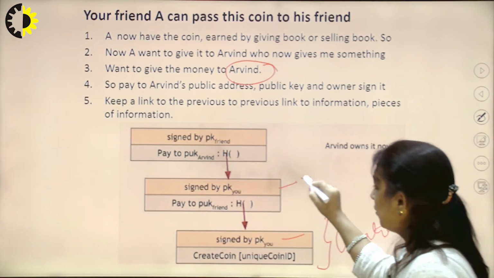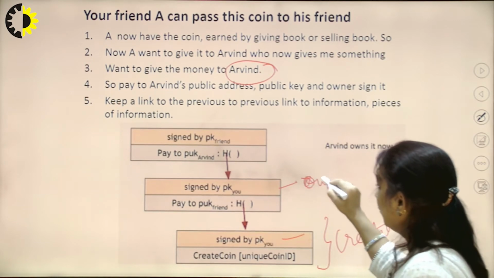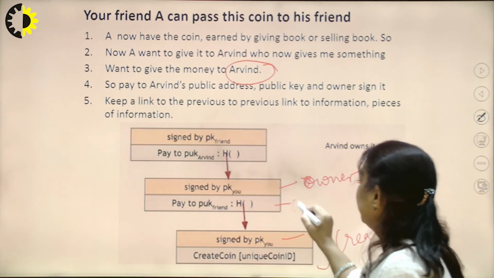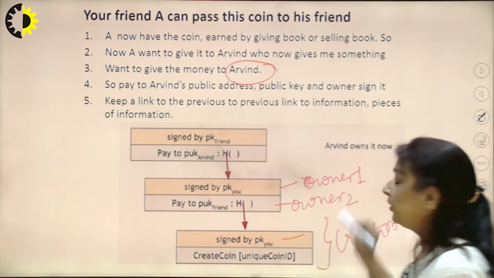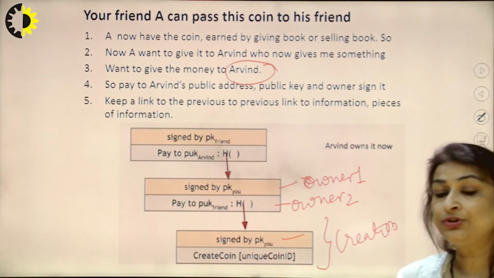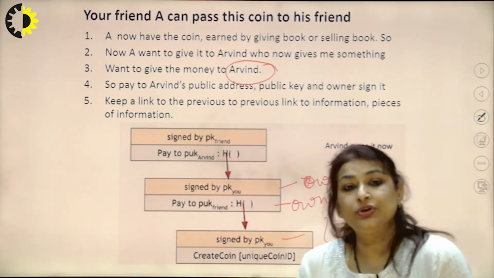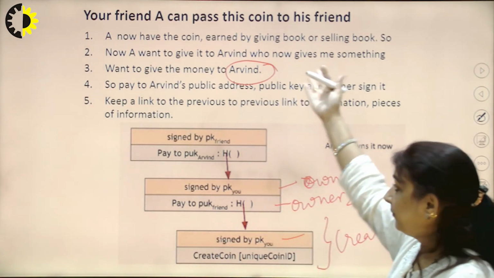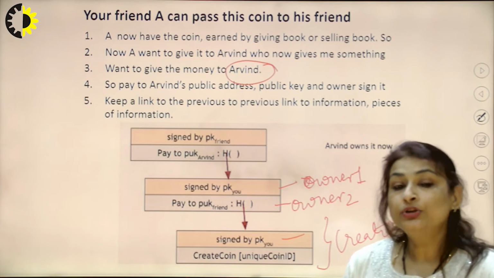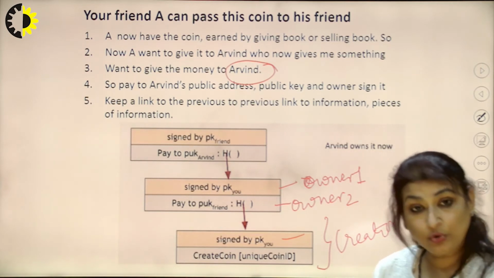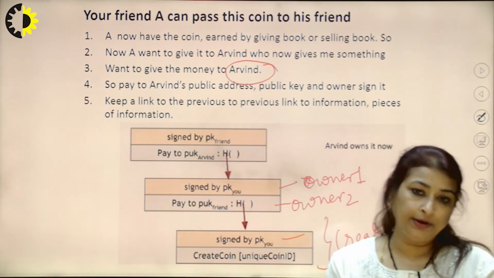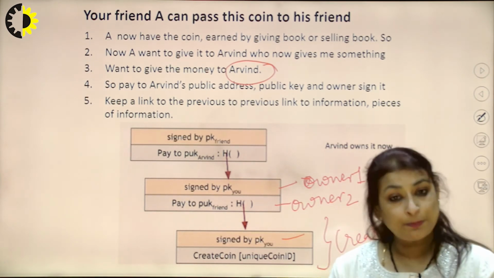Now this was the first owner. Now the second owner becomes your friend, the bookshop person who now has that particular digital coin. He wants to give this to the wholesaler book person, whom I have named Arvind. Now he has to give that digital coin to Arvind. So while he wants to give this digital coin to Arvind, what does he have to do? He has to encrypt this particular digital coin with his private key.